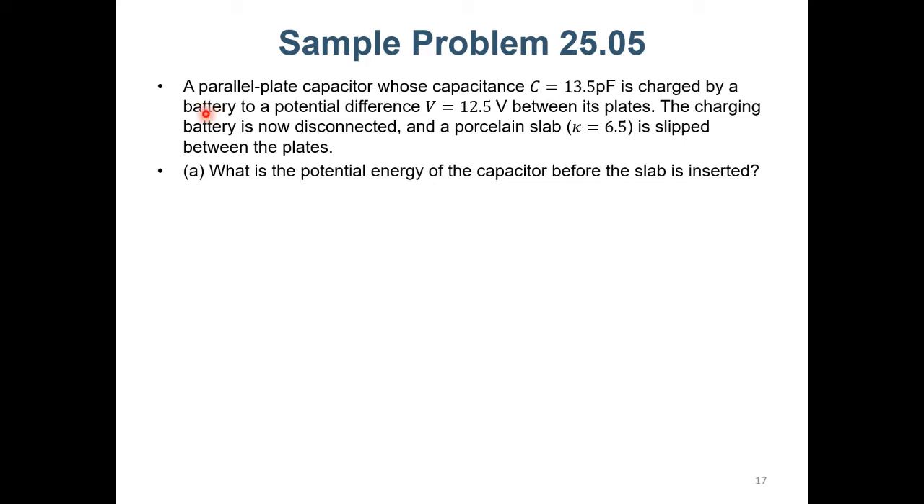So here we have a sample problem. A parallel plate capacitor whose capacitance is C is charged by a battery with a potential V. The charging battery is now disconnected, and a porcelain slab, kappa equals 6.5, is slipped between the plates. What is the potential energy of the capacitor before the slab is inserted?